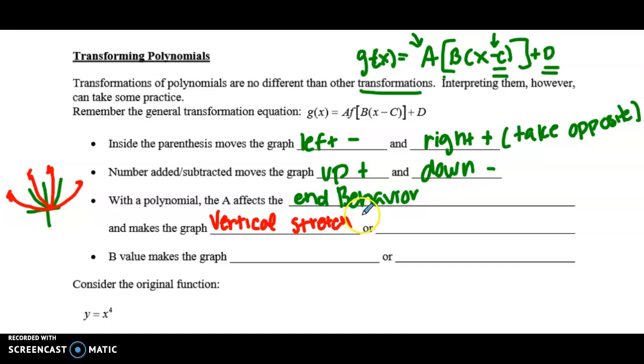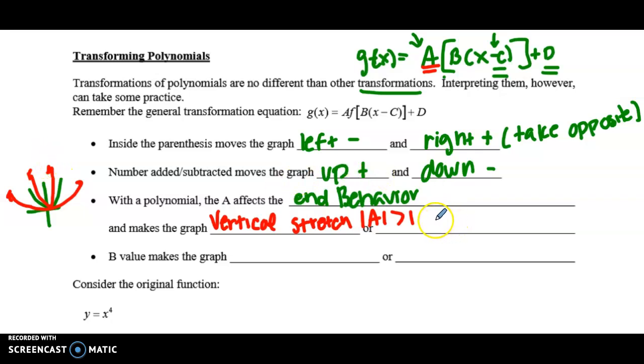Okay, remember, if the absolute value of a is bigger than 1. So when I say the absolute value of a, you're just going to take whatever is here, because the negative reflects it about the x-axis. So you're just going to look at the absolute value. So just think of any number that's bigger than 1 or less than negative 1. All right, and that's going to give you that vertical stretch. It's going to go up faster.